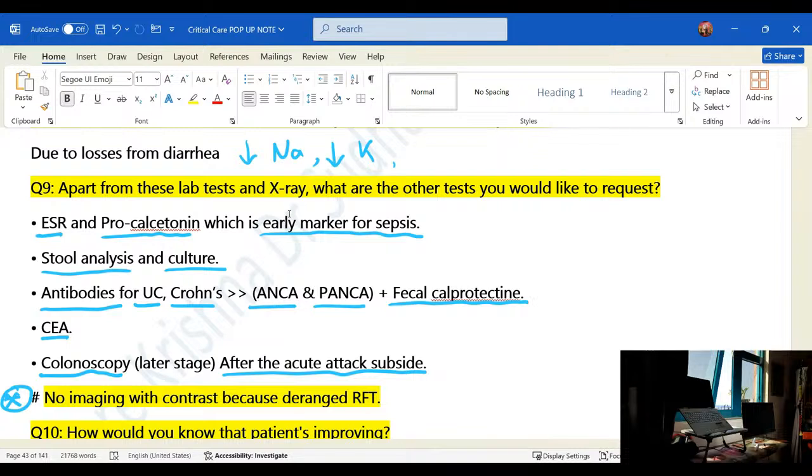Stool analysis for culture, and antibody for ulcerative colitis and Crohn's, ANCA, PANCA, and carcinoembryonic antigen. And when the acute attack subsides, we can go for colonoscopy. ESR, procalcitonin, fecal calprotectin, stool analysis and culture, antibody for ulcerative colitis and Crohn's disease, ANCA, PANCA, carcinoembryonic antigen. And once the patient is vitally stable, we can do it.